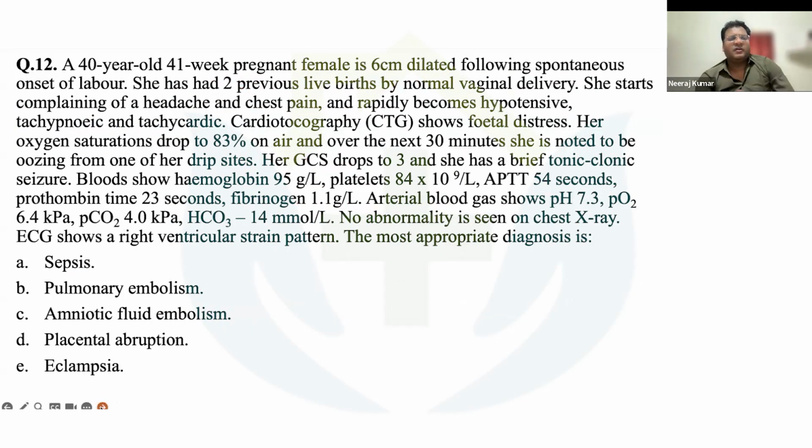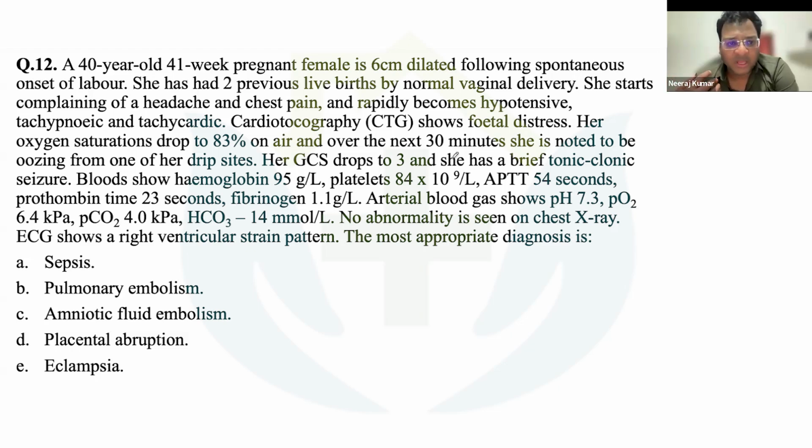Now the next question: a 40-year-old, 41 weeks pregnant, 6 centimeters dilated, with spontaneous onset of labor. She has 2 previous live births by normal vaginal delivery. She starts having a compelling headache and chest pain, and is rapidly hypertensive, tachypneic, and tachycardic. Cardiotocography shows fetal distress. Her oxygen drops to 83. Over the next 30 minutes, she is noted to be oozing from her drip sites, GCS 3. She briefly has tonic-clonic seizures.